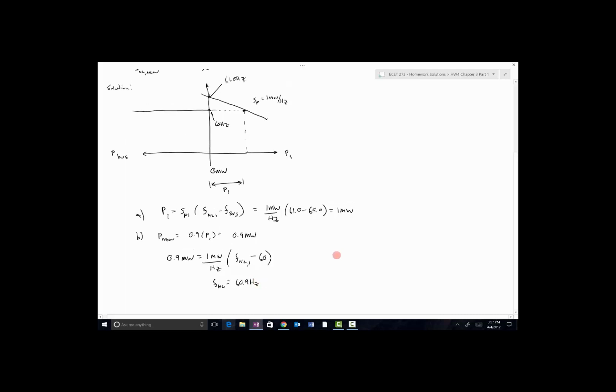We see that it was 61 hertz, so to decrease the power, we needed to go down by 0.1 hertz. So decreasing the no load set point moves this line down, and therefore decreases the amount of real power that it will supply. So those are the power associated with the generator and the no load frequency.